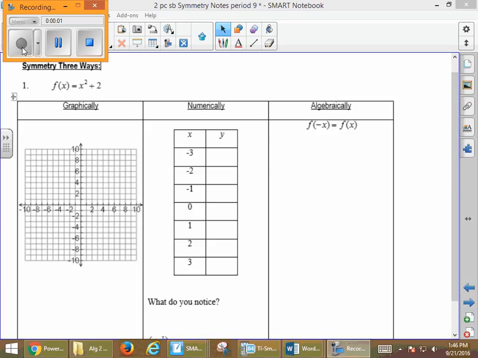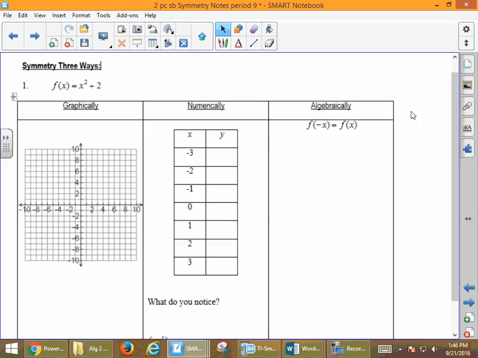So what we talked about yesterday is just the rules for symmetry, based on whether the graph is symmetric with respect to the y-axis, which means it's an even function, or whether we have symmetry with respect to the origin, which means it's an odd function. Remember, origin starts with O and odd starts with O. We also talked about symmetry with respect to the x-axis.